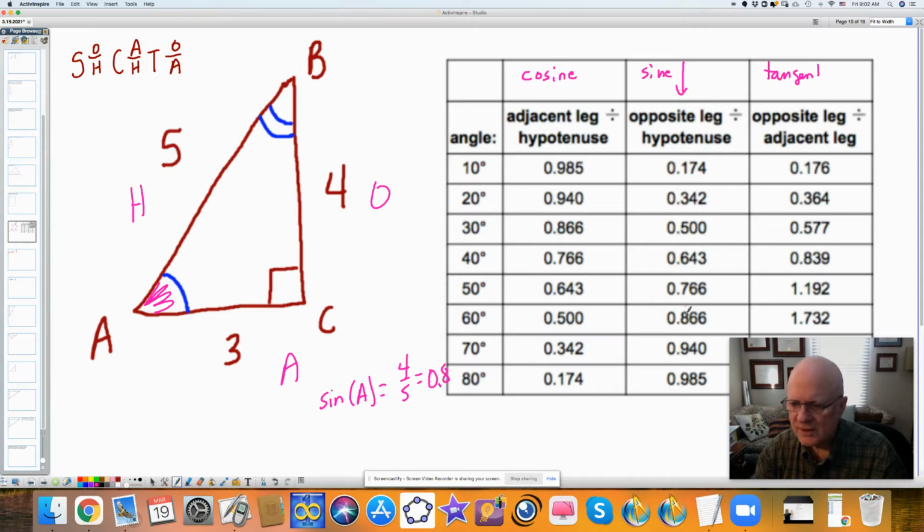Can I find that in the table here? It's not in the table, but it's somewhere between these two numbers. And that means it's somewhere between these two. So if I said it's about 55, for this to be true, angle A would have to be about 55. And if this is 55, this would be whatever that is, subtracted from 90. So that'd be, what, 35?